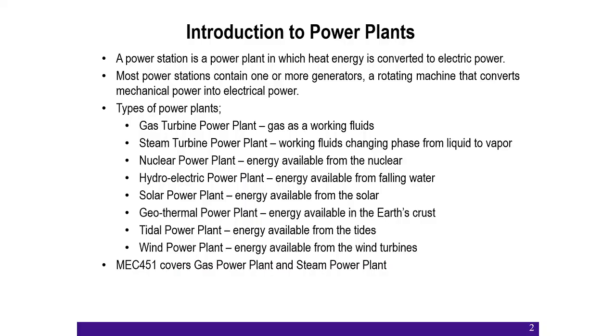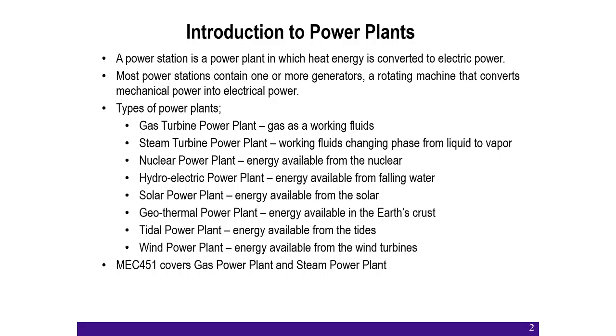All right, so introduction to power plant. Basically, a power station is a power plant in which heat energy is converted into electric power. Most power stations contain one or more generators, a rotating machine that converts mechanical power into electrical power. So types of power plant, we have several types of power plants. First, known as gas turbine power plant. It uses natural gas as a working fluid and as a source of combustion.